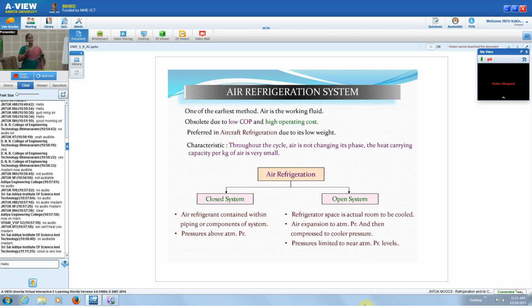Air refrigeration is divided into two types: a closed system and an open system. In the open system, whatever work is given out here, the fluid will go into the atmosphere, whereas in the closed system, the fluid is circulated throughout the cycle. In the open system, air expansion can be done only up to atmospheric pressure, whereas in the closed cycle, the expansion can be done above atmospheric pressure. We'll see the open system and also the closed system in the next class.